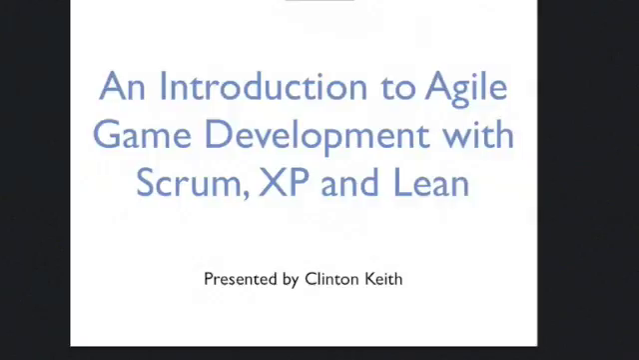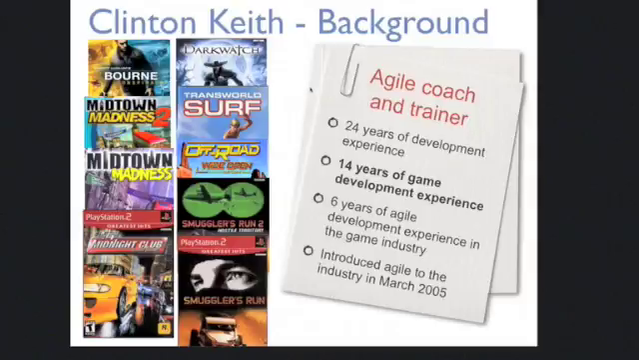Okay, my name is Clinton Keith, and this webinar is called An Introduction to Agile Game Development with Scrum, XP, and Lean. First, I just want to introduce myself. My name is Clinton Keith. I was a video game developer for about 14 years. And back in 2003, we started using Scrum, and then XP, and then Lean at my company, High Moon Studios. And I started talking about Scrum at GDC in 2005.